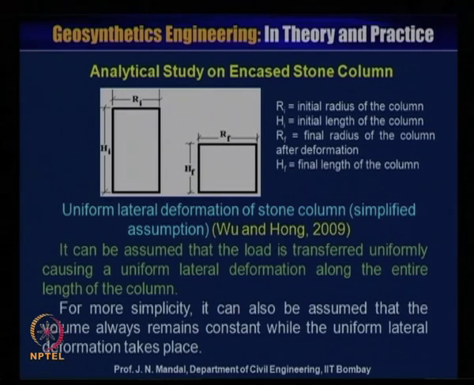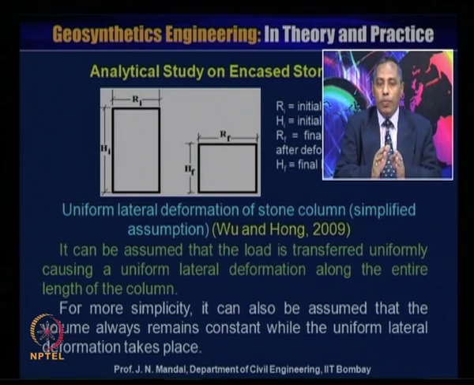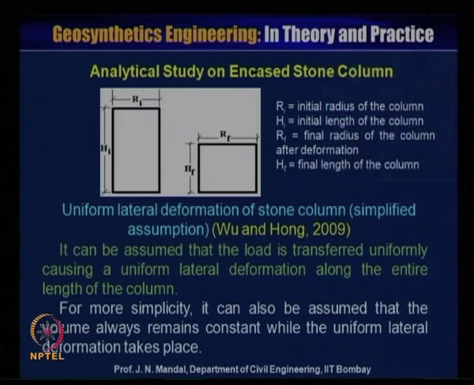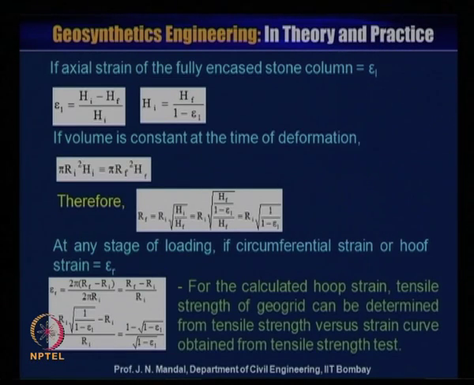It can be assumed that load is transferred uniformly, causing a uniform lateral deformation along the entire length of the column. For more simplicity, it can also be assumed that the volume always remains constant while the uniform lateral deformation takes place. So, we can also consider that the axial strain of the fully encased stone column is epsilon 1.